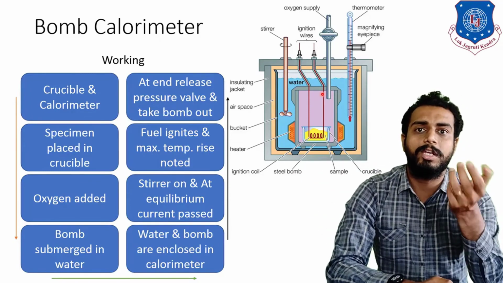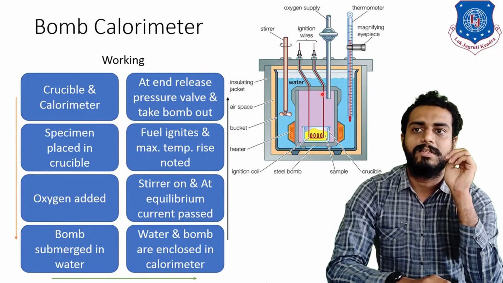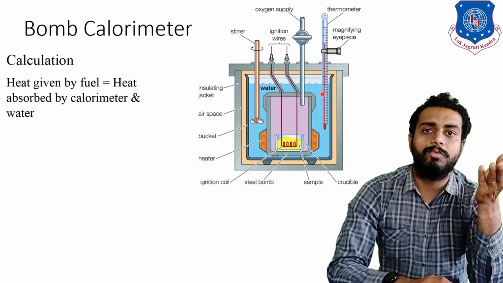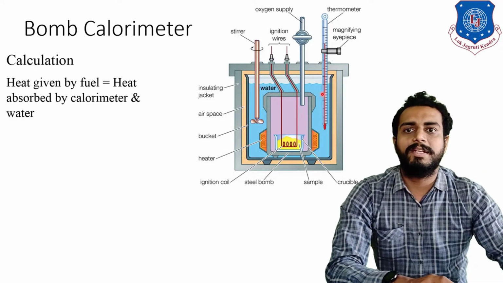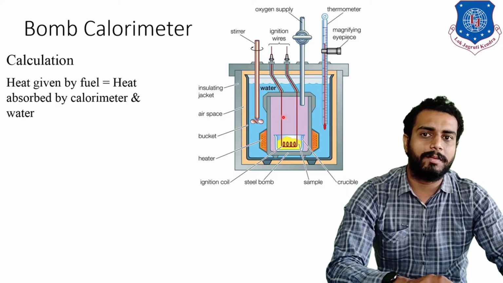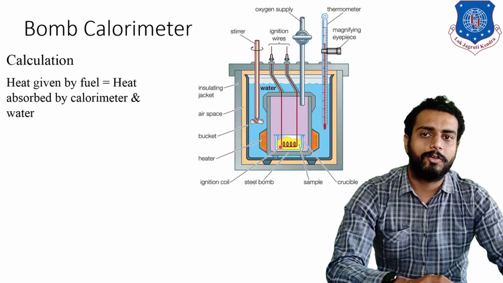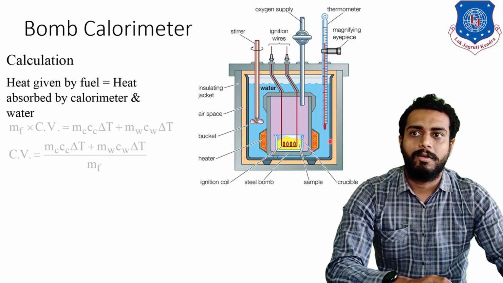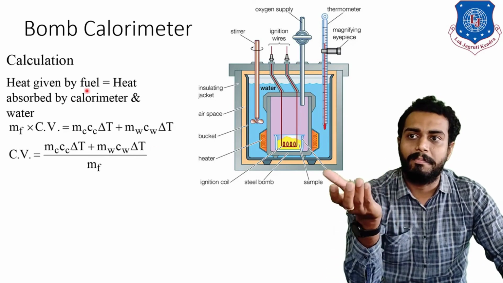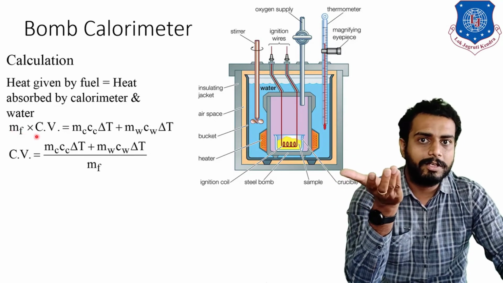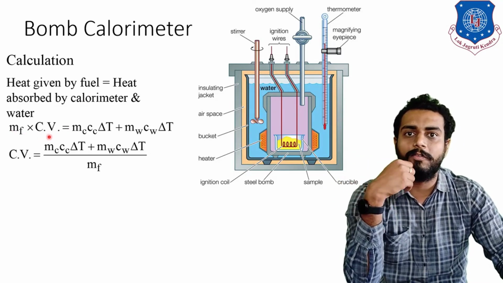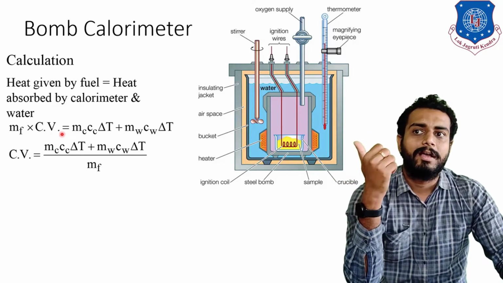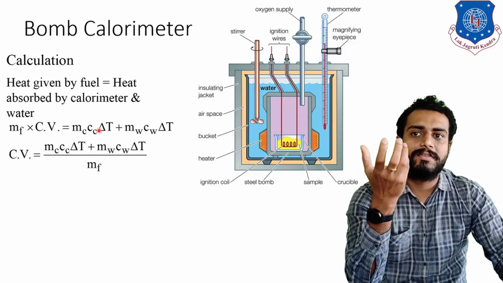Now, sir, how will it measure the calorific value? Simple. Heat given by the fuel is equivalent to what? Heat absorbed by the calorimeter and water. That will be the concept. Whatever amount of heat is liberated over here will be absorbed by this water. So what amount of heat will be liberated? Mass of the fuel times its calorific value, because you know calorific value is the amount of heat released by burning a particular fuel. That is equivalent to the heat absorbed by the water as well as the calorimeter.